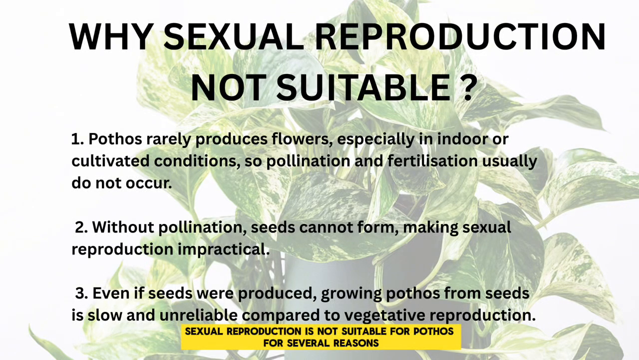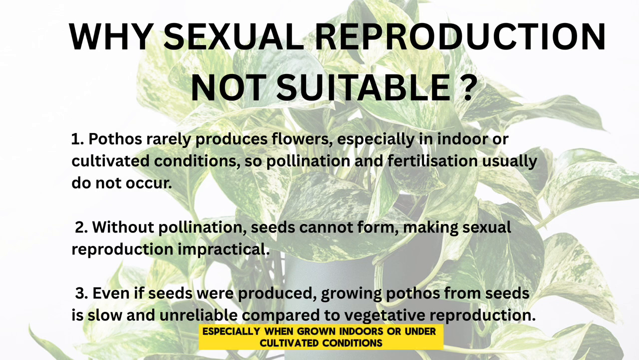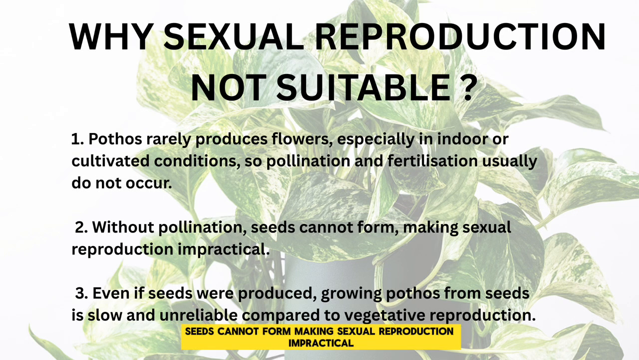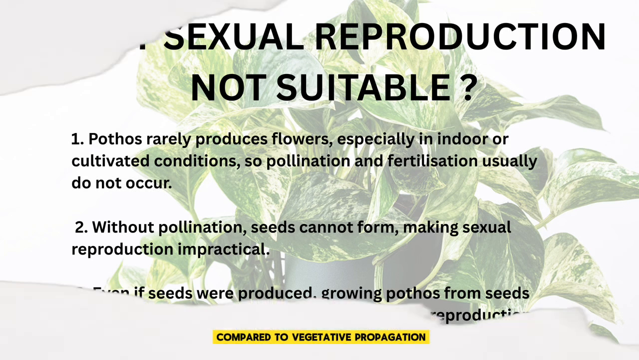Sexual reproduction is not suitable for pothos for several reasons. First, pothos rarely produces flowers, especially when grown indoors or under cultivated conditions, so pollination and fertilization usually do not occur. Second, without pollination, seeds cannot form, making sexual reproduction impractical. Finally, even if seeds were produced, growing pothos from seeds is slow and unreliable compared to vegetative propagation.